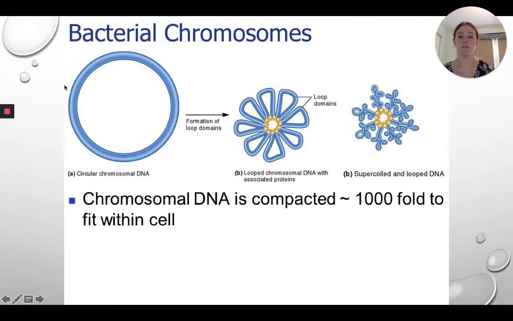This is what it looks like. You have a nice big circular DNA. The proteins are these little tan guys here, and they are going to cause the DNA to coil down a little bit. And then supercoiling will occur. So chromosomal DNA can be compacted about 1,000 times to fit within a tiny little bacteria cell.